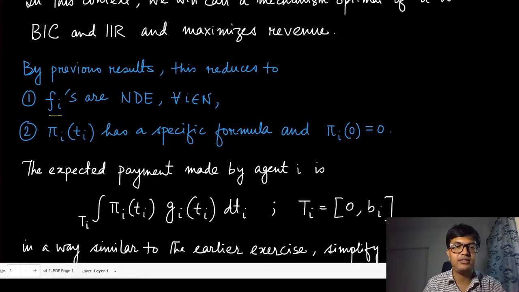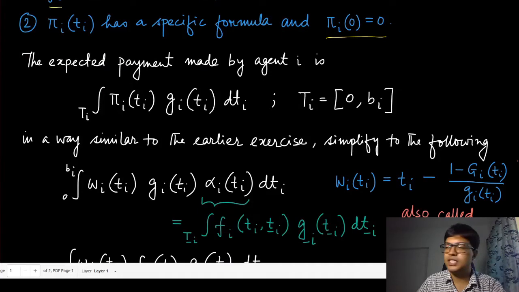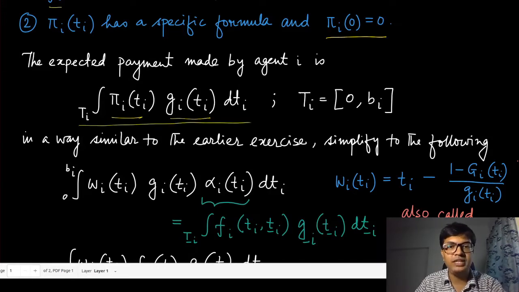This is the characterization result. And then also pi I ti has a very specific formula, and IIR enforces that the constant of that integral formula must be equal to 0. So therefore the expected payment made by this agent I is nothing but this payment multiplied by the GITI, the probability that this TI is taking a value of lowercase ti. So this expected payment of player I, we are going to sum over all players and then try to maximize it subject to conditions like FIs are all non-decreasing in expectation.